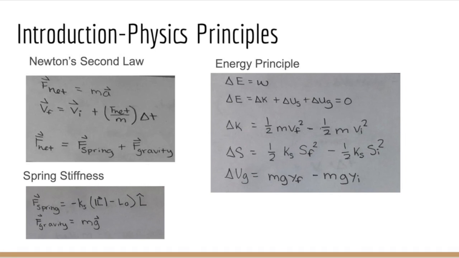In addition, we also use the energy principle, which shows that delta E equals W, and W is equivalent to delta K plus delta U sub S plus delta U sub G, which is the potential spring energy and the potential gravitational energy. Delta K is also equal to 1/2 mass times velocity final squared minus 1/2 mass times velocity initial squared. In addition, delta U sub S is equal to 1/2 the spring constant times S sub F squared minus 1/2 the spring constant times S sub I squared. And the change in potential gravitational energy is mg times y sub F minus mg times y sub I.